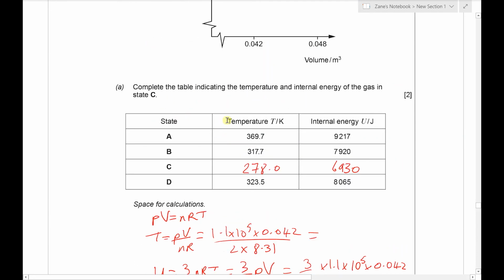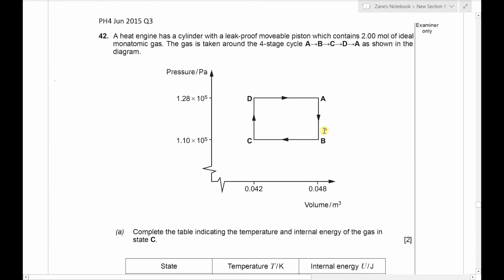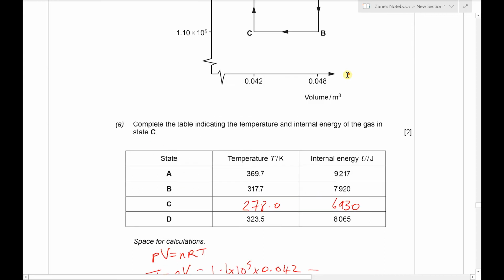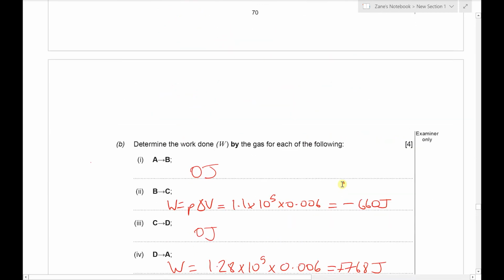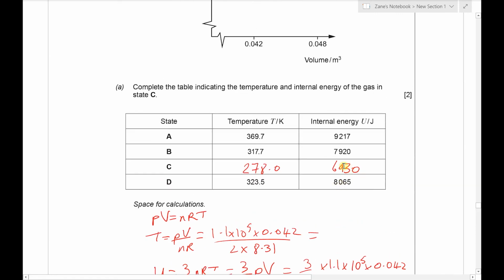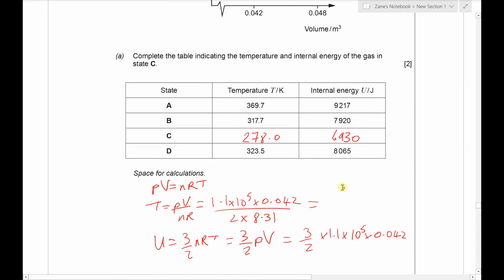So if we look at the stage A to B, work done was 0, and we've got a negative change of internal energy, so it's not going to be A to B. B to C was a negative amount of work done, and there was a negative change of internal energy, so A to B and B to C are both not acceptable. For C to D, there is an increase in internal energy and no work done.